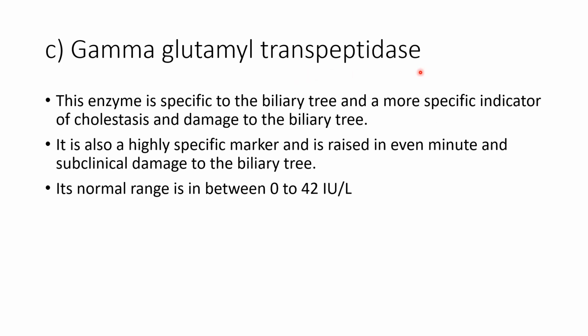Gamma glutamyl transpeptidase. This enzyme is specific to the biliary tree again, and is a more specific indicator of cholestasis and damage to the biliary tree. It is also a highly specific marker and is raised even with minute, subclinical damage to the biliary tree, which can thus be assessed. The normal range is between 0 to 42 international units per liter.